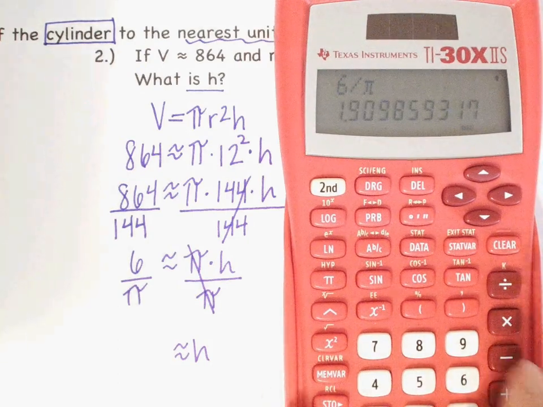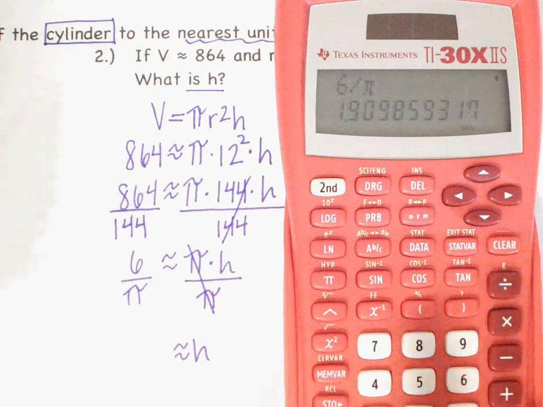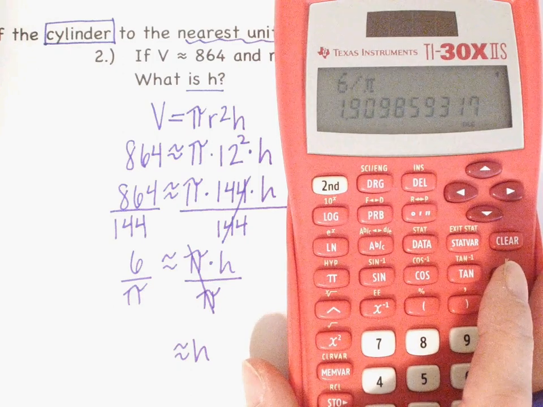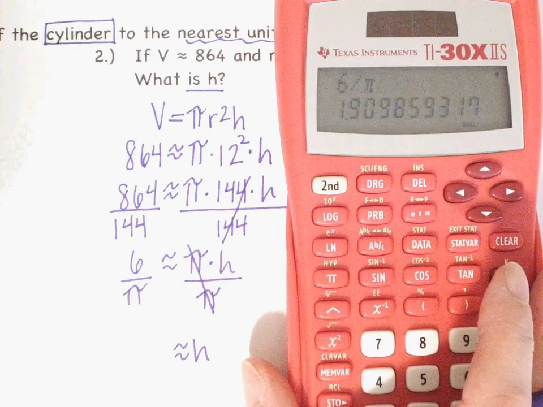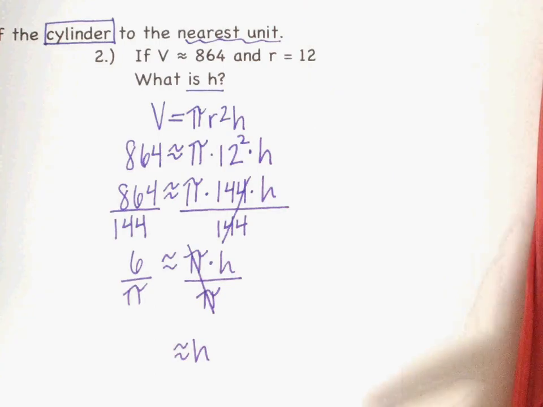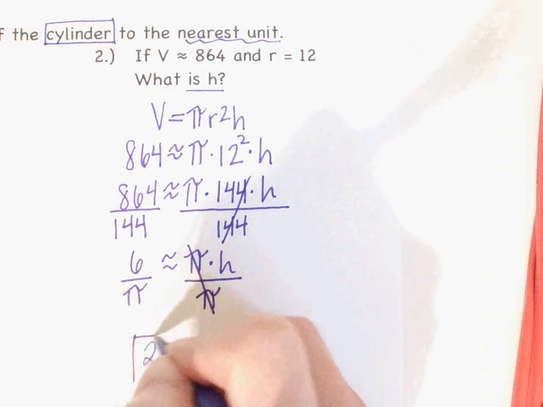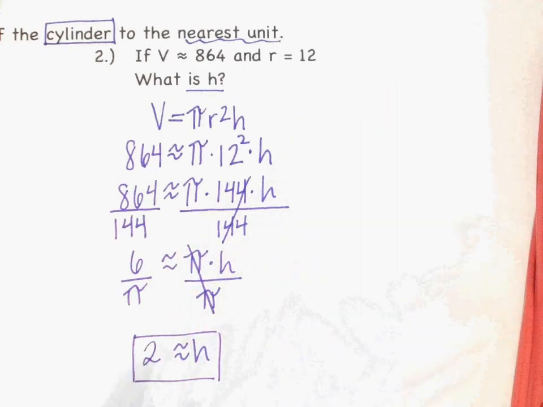I hit enter, and I'm going to round this. I'm going to round this one to the nearest whole number. I think the last one I said to the hundredths. Let's make it a little bit easier. We'll round always to the nearest whole number. So that's 2, very close to 2. And this is my final answer for this second example.